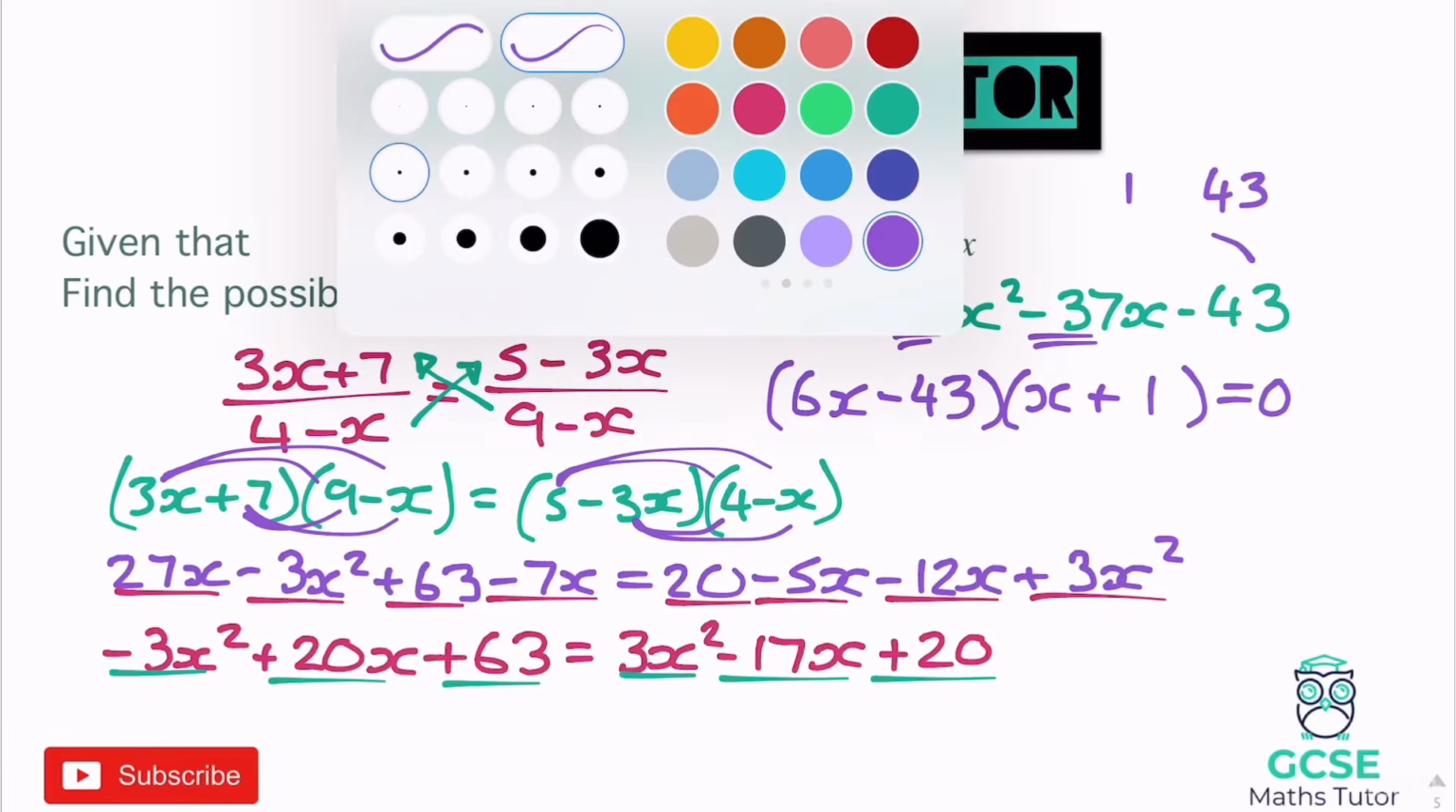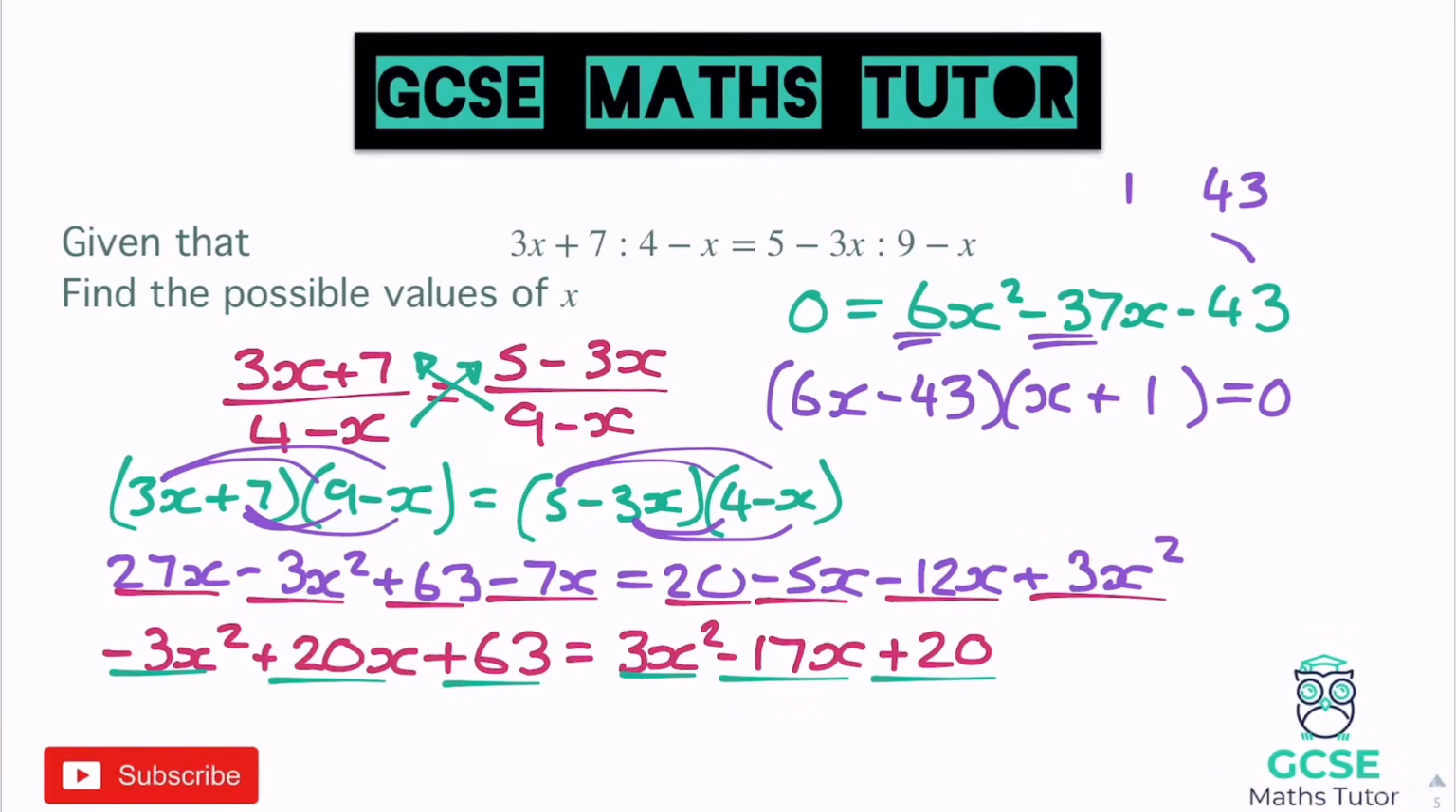And again, do just obviously check out the Factorising Harder Quadratics video if you want to brush up on some of this factorising. But here we go. For the first bracket there, we get x is equal to positive 43 over 6. And for this one on the right, we get x is equal to negative 1. Right, there we go. So there are our two solutions.